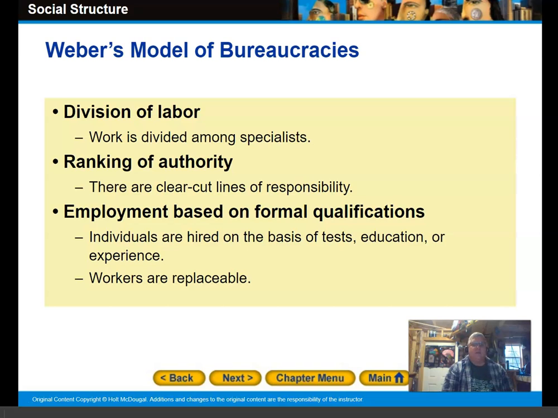Weber's model of bureaucracy is that there is a division of labor. Work is divided among specialists. Ranking of authority. There are clear-cut lines of responsibility, and oftentimes people will not work outside their clear-cut definition. Employment is based on formal qualification. Individuals are hired on the basis of tests, education, or experience. Workers are replaceable.